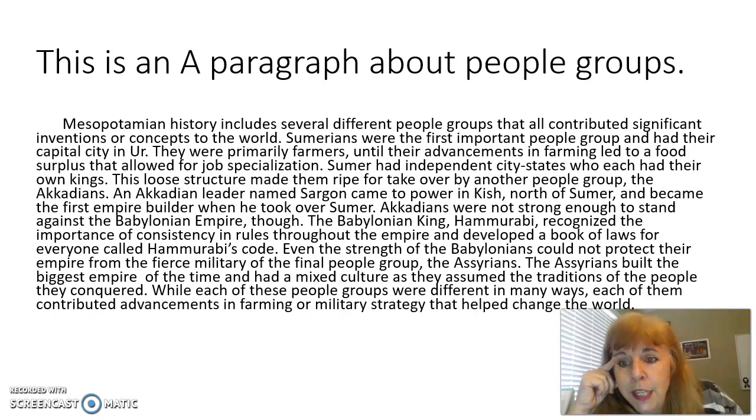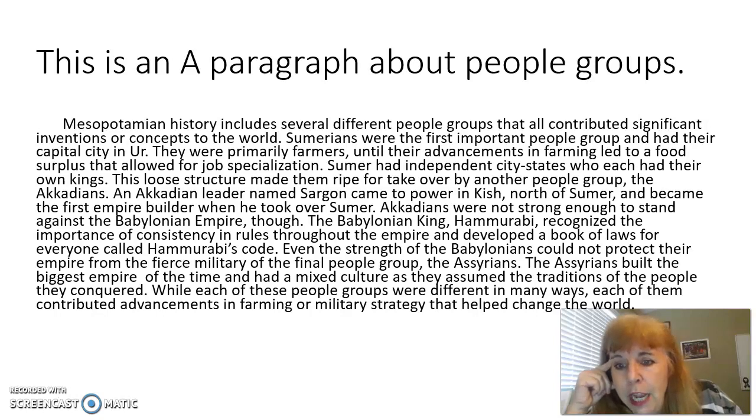Sumer had independent city-states who each had their own kings. This loose structure made them ripe for takeover by another people group, the Akkadians. An Akkadian leader named Sargon came to power in Kish, north of Sumer, and became the first empire builder when he took over Sumer. Akkadians were not strong enough to stand against the Babylonian Empire, though.